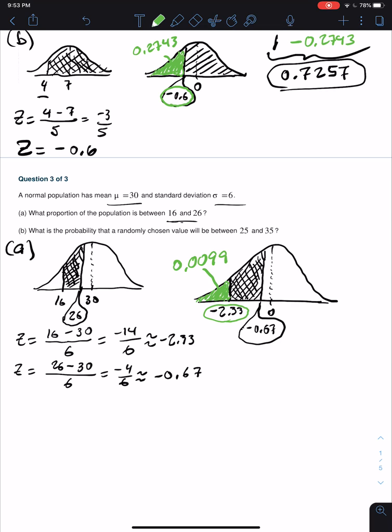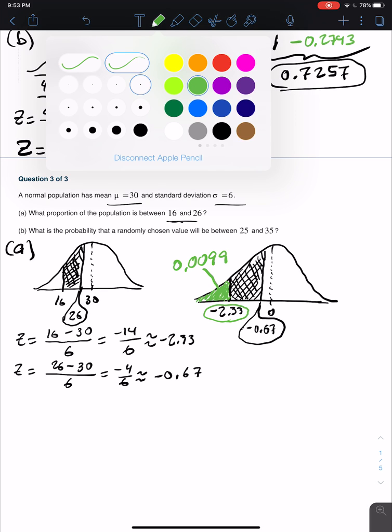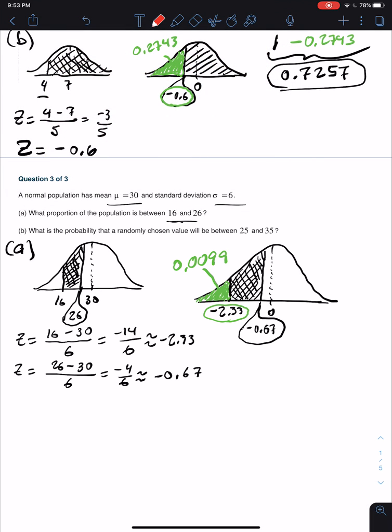Okay, well, I'm running out of space. So if we look up the value of negative 0.67, that's going to give us the area from here. I have to erase that because it's kind of getting in my way. That's going to give me the area from here all the way down, and we're going to have to do some subtraction to actually figure out the shaded part.